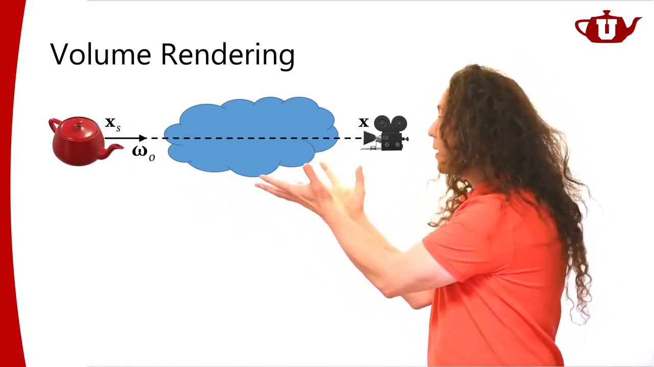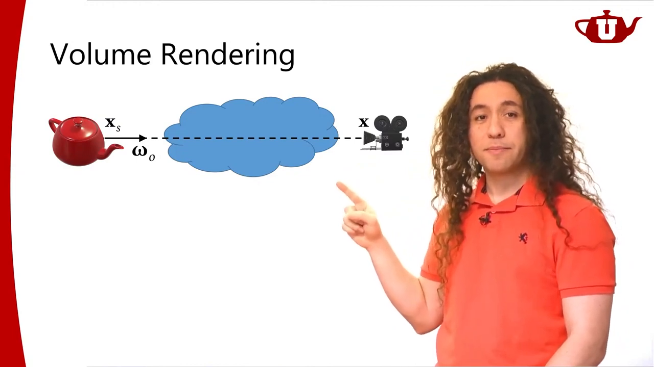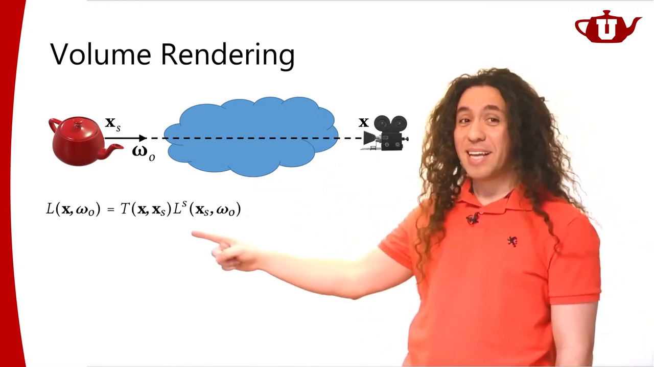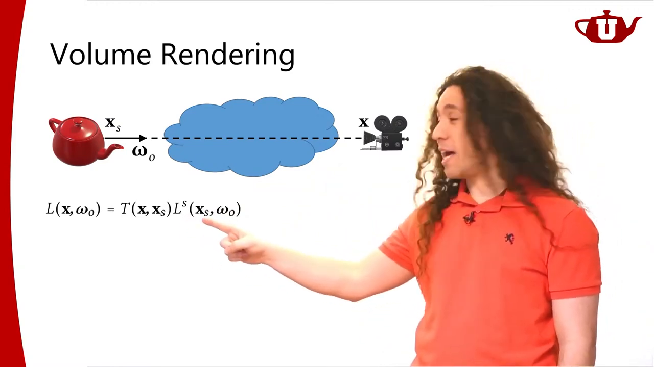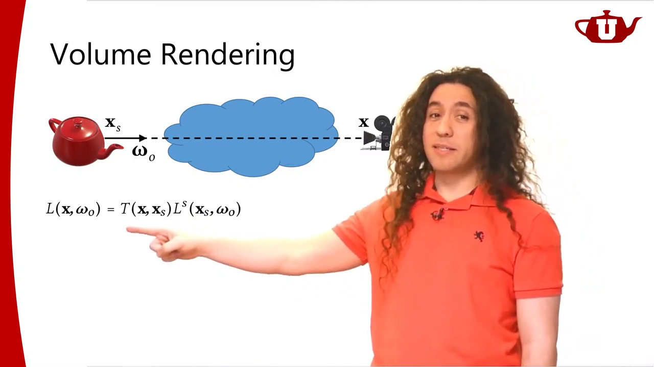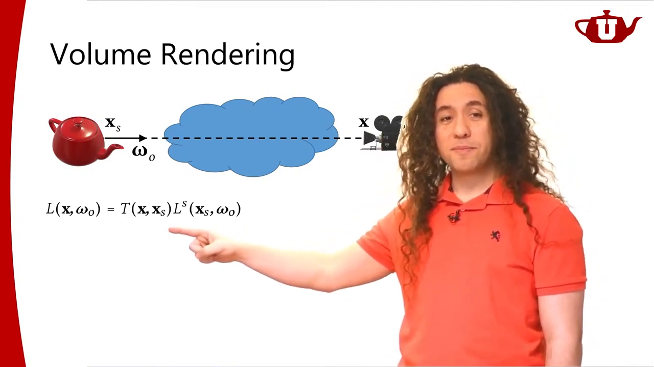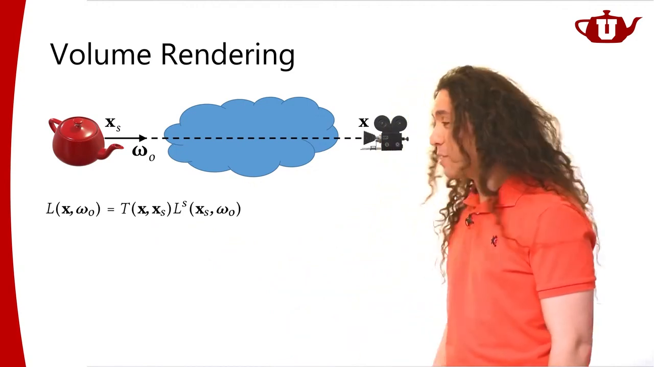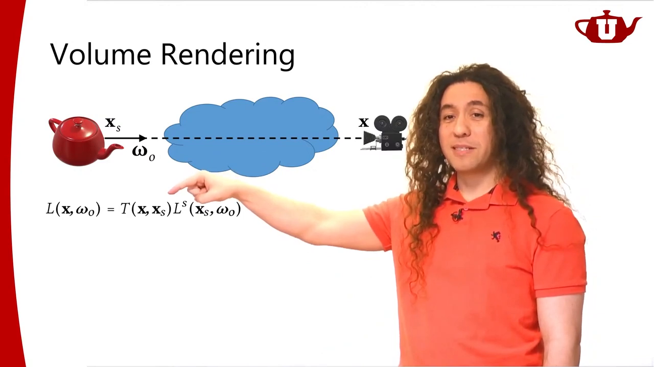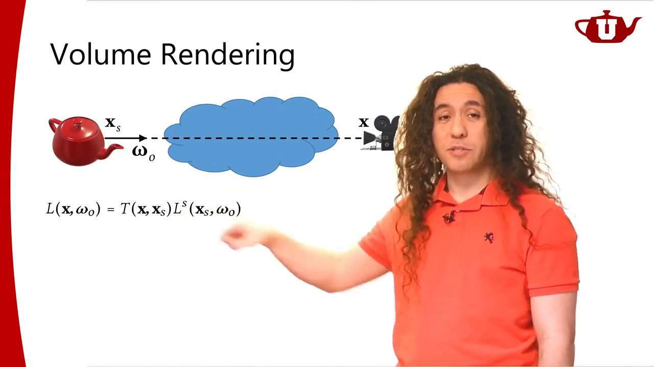If there's nothing in between, I'm going to see all of it. But because there's something in between, it's going to block some of that, right? So there's going to be some light blocking happening here. Because of that, I'm not going to see all of this LS. I'm going to see some of it. And that some of it is going to be determined by this transmittance function, right? So this will tell me what percentage of it will be visible. That's all its job. It's just telling me what percentage of it is visible.